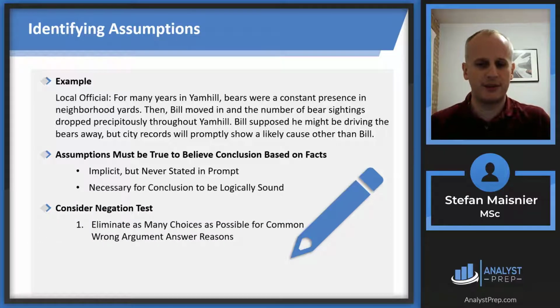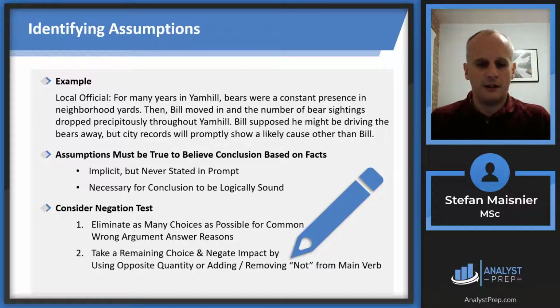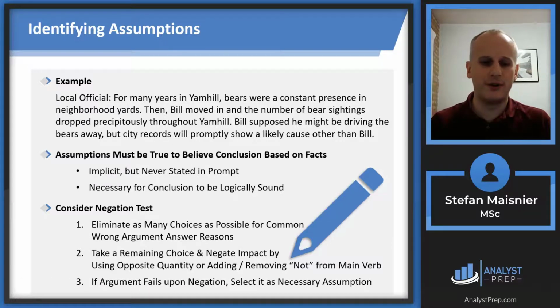So step 1 is to eliminate as many choices as possible for common wrong argument answer reasons, the ones that we talked about in our first critical reasoning lesson. Then you're going to take a remaining choice and negate its impact by using either an opposite quantity or adding or removing the word not from the main verb. Basically, you're just trying to turn it into the opposite. And then you're going to apply that information. And if the argument fails, you want to select your answer choice as your necessary assumption. Because if you took it away and the argument fails, then it was needed logically in the first place.